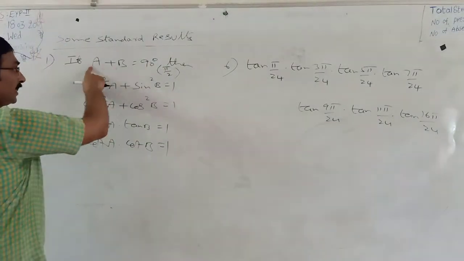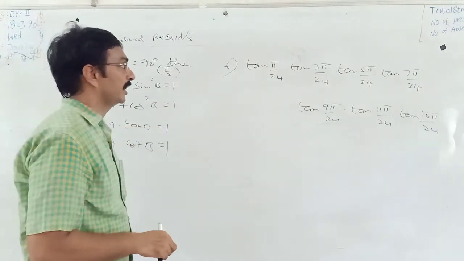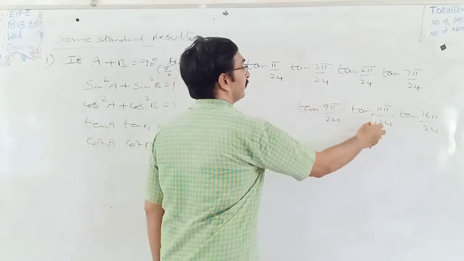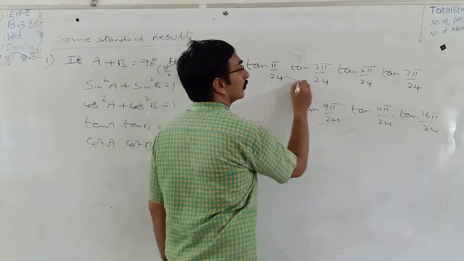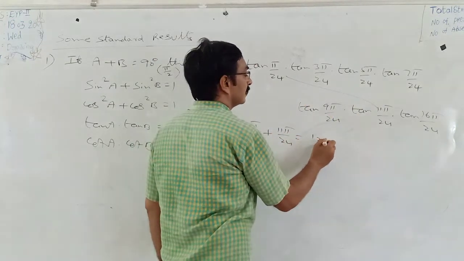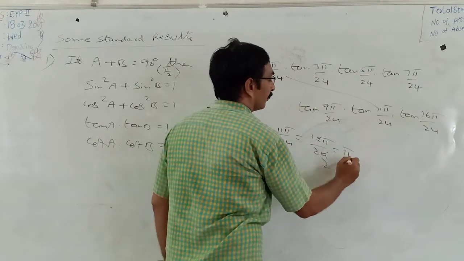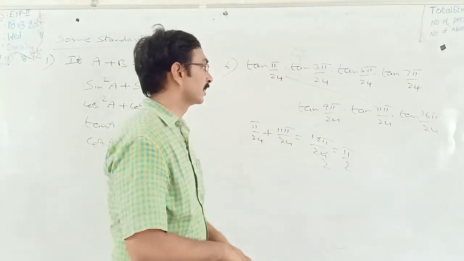So if a plus b is pi by 2 radians, then tan a into tan b is 1. Here the angles are in terms of radians. Pi by 24 plus 11 pi by 24 is 12 pi by 24, which is pi by 2. Therefore, if a plus b is pi by 2, then tan a into tan b is 1. Therefore, tan pi by 24 into tan 11 pi by 24 is 1.